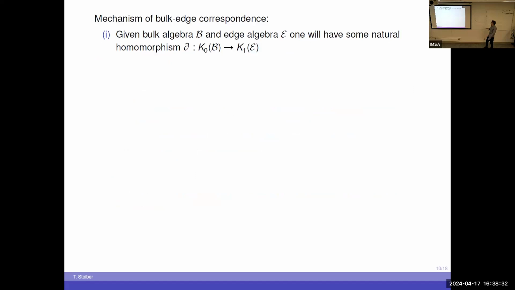So the way bulk edge correspondence works is that we have some algebra B, which describes our bulk observables, and we have some algebra E, which describes our edge observables. And there are many ways to construct natural homomorphisms, in some sense, which go from the K0 group of B to the K1 group of E. For example, this comes mostly because K theory is a homology theory, so there are some natural boundary maps if you have an exact sequence of algebras, for example.